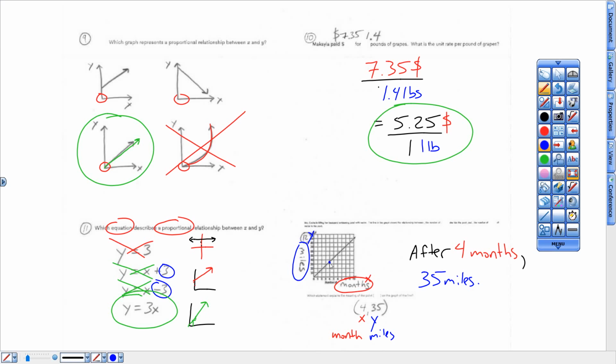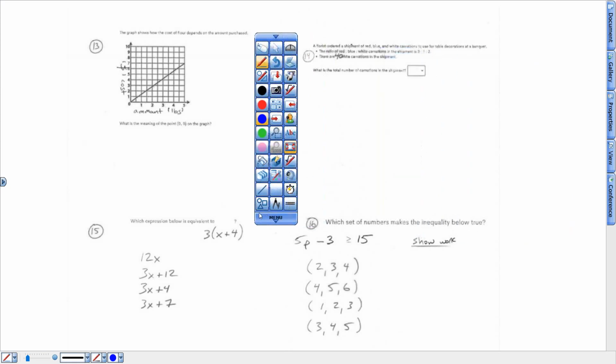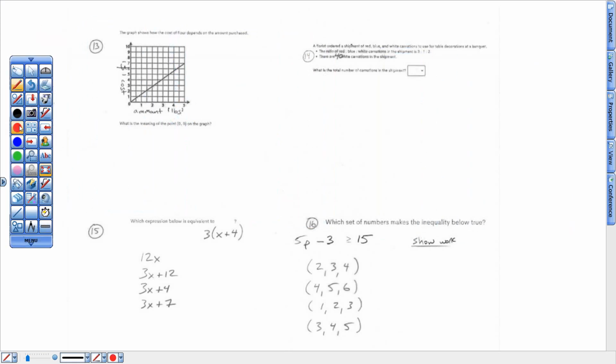All right, next set of problems. Here we go. Number 13, this one. Again, another problem like that, where the x-axis is going to be pounds. The y-axis is going to be dollars. 0, 0. We've done this one many times. 0, 0, 0 pounds.